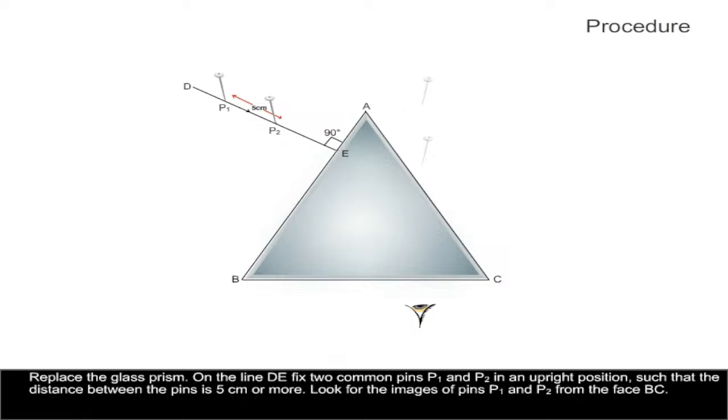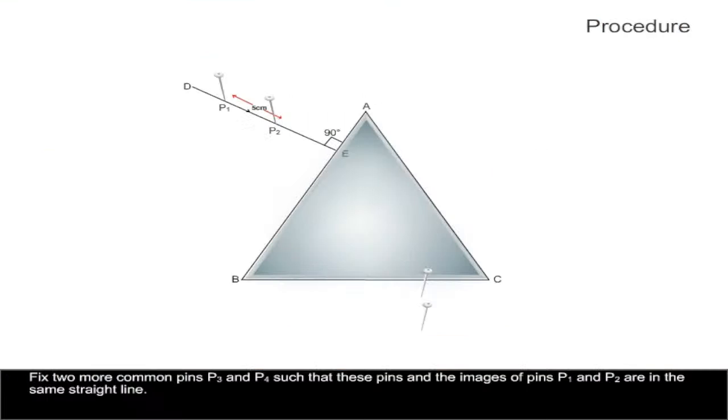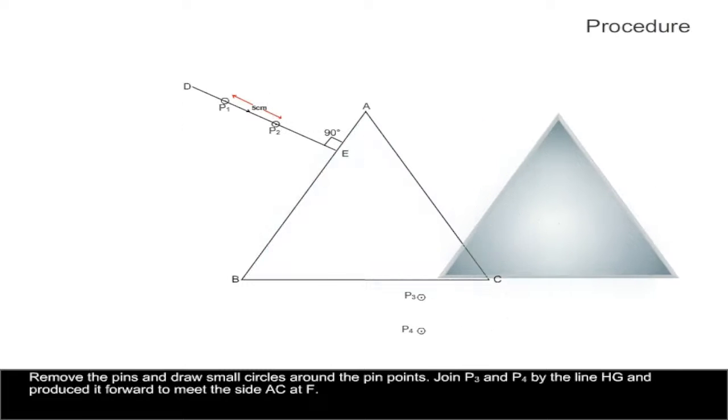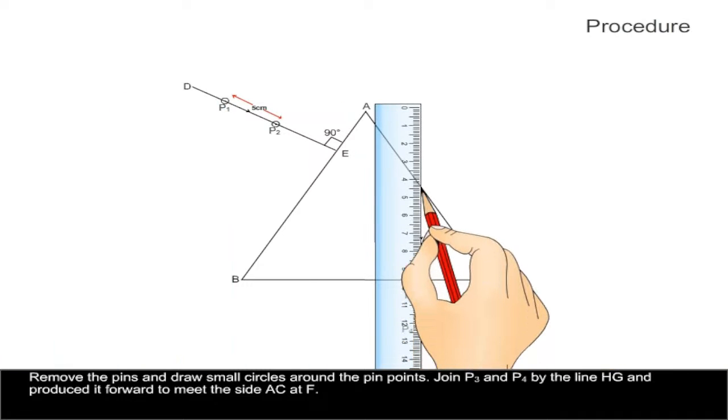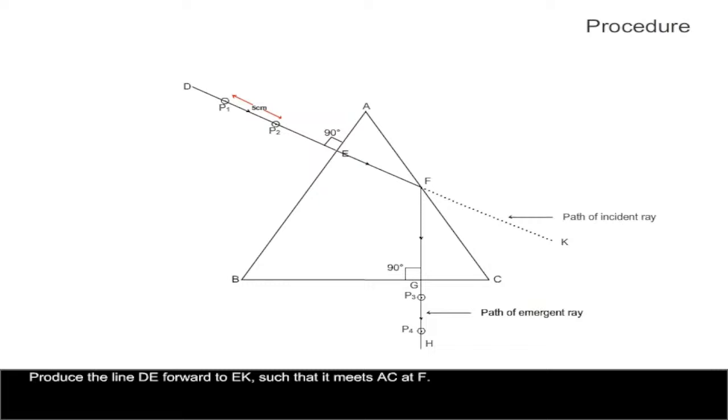Look for the images of pins P1 and P2 from the face BC. Fix two more common pins P3 and P4 such that these pins and the images of pins P1 and P2 are in the same straight line. Remove the pins and draw small circles around the pin points. Join P3 and P4 by the line HG and produce it forward to meet the side AC at F. Produce the line DE forward to EK such that it meets AC at F. Measure the angle HFK. It is the angle of deviation. The magnitude of the angle of deviation is 60 degree.